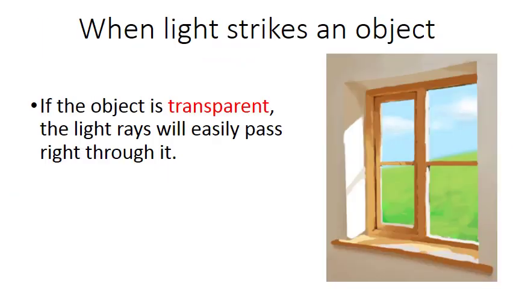Now we'll look at what happens when light strikes an object. If the object is transparent, the light rays will easily pass right through it. So in the case of this window, light rays just go right through. Things that are glass, some plastics, things like quartz or crystals, these things are transparent and light will just pass right through them with no problem.